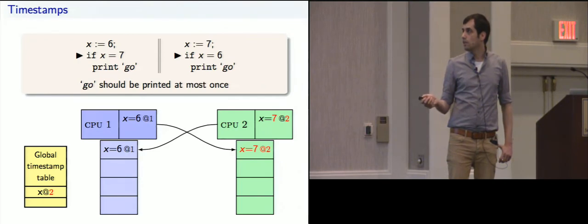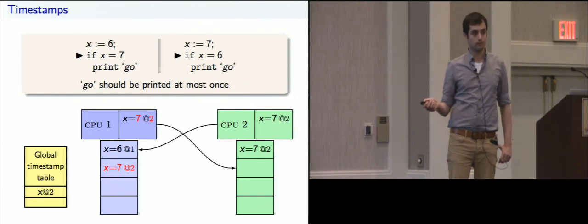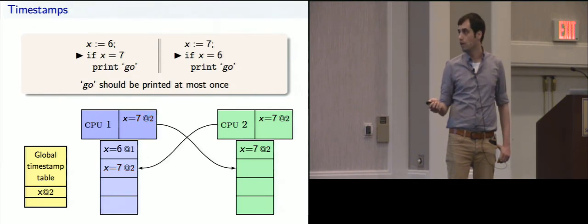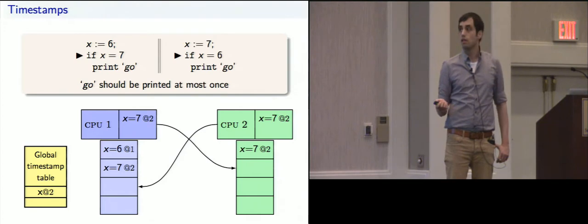Now, the first CPU can process this message and update the memory, but when the second CPU processes this message, it sees that the timestamp here is less than the timestamp that it already has in the local memory, so it skips the message, and it skips its own message, because the timestamp is not larger, and it cannot get 6 here. So this go will be printed at most once in any run of the machine. So for this machine, we were able to prove that it is exactly what strong release acquire gives you.